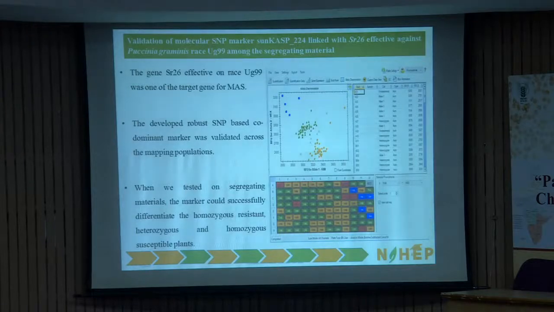Wherever you see this kind of color, orange color, it shows that SR26 is in homozygous condition in that plant. It is very difficult to differentiate this one and this one phenotypically. So this marker completely validated my population by showing the difference between homozygous resistant and heterozygous resistant plants.